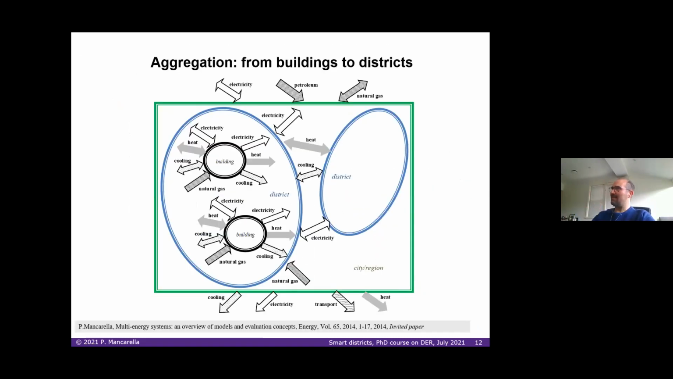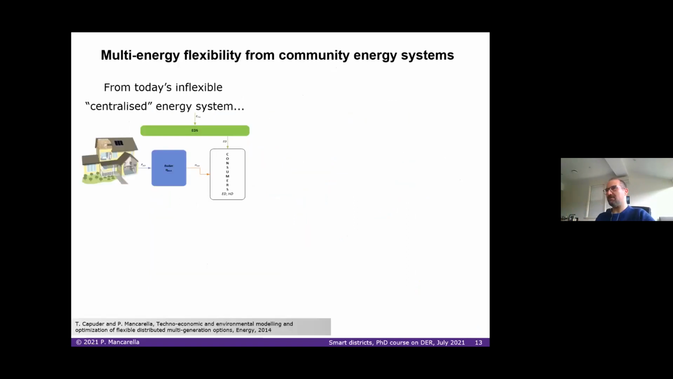What happens when I integrate this in a district where I have a group of buildings together? Well, again, there are different ways I can look at this from a flexibility perspective. If I look at electricity and heat, and I start from a base case where I'm using a boiler, somehow I'm using a centralized system because it's all based on big electricity networks and big gas networks, getting to the house and producing electricity and heat through the boiler.